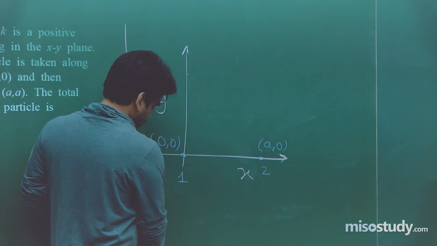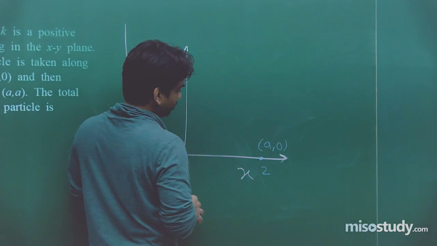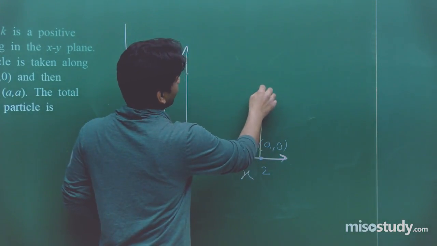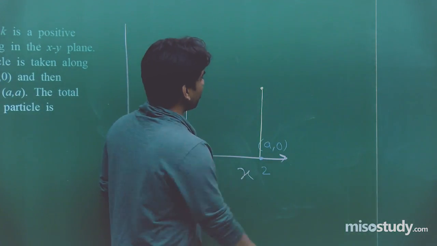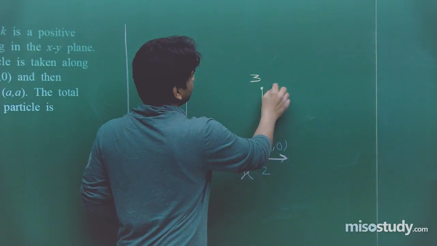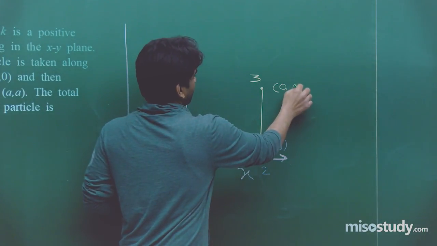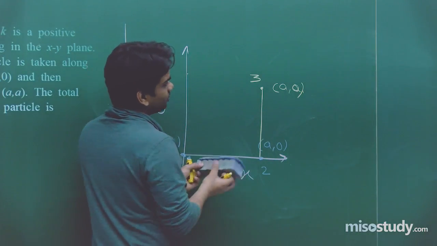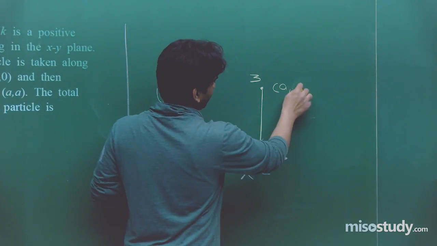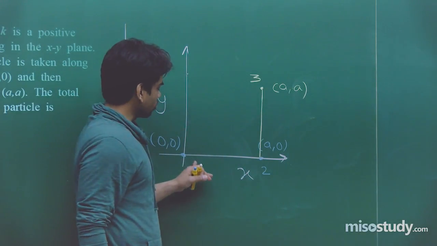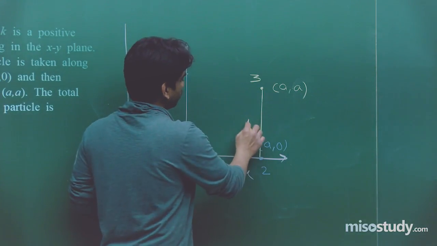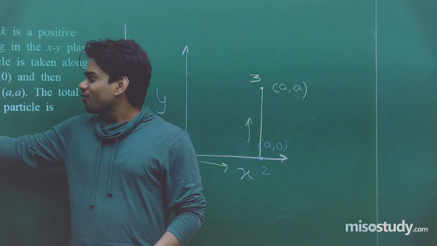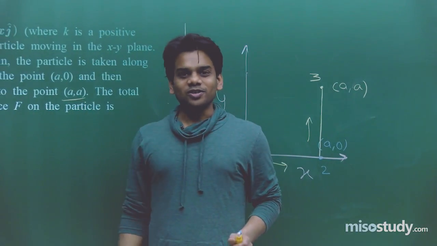So let me show you all the line parallel to y-axis. This will be the line, and this point they are talking about, that is a, a. Point number 3. A, a. That is the final point where the particle is reaching. Quite obvious. It moves from this path 1 to 2, then 2 to 3. This is how the path is actually shown. And then parallel to y-axis to the point a, a. So I have shown you the path.